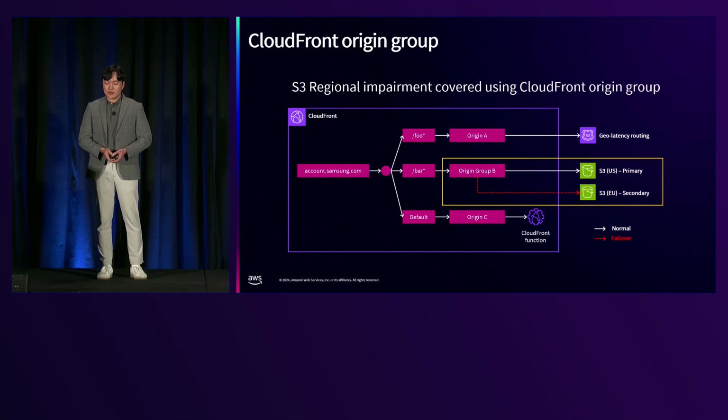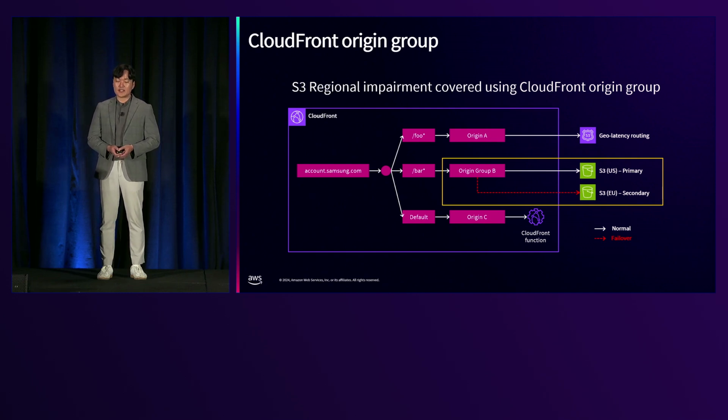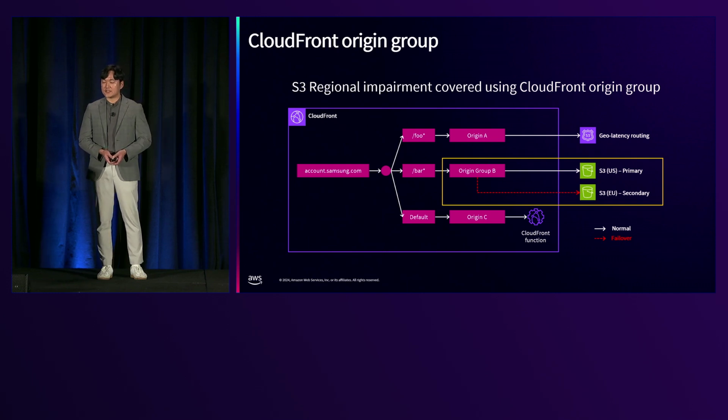To solve this issue, we store the web static contents redundantly in both the primary and secondary region in S3 and group them using CloudFront origin groups. This way, even if a failure occurs in the primary region, the static contents stored in the S3 of the secondary region can be used for service provisioning.